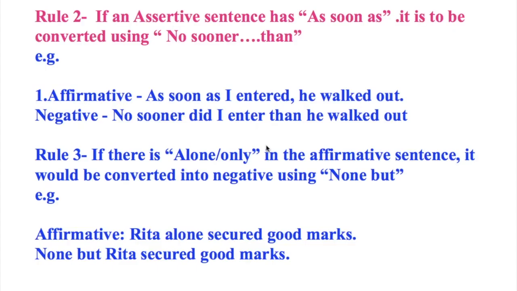Here we are going to see the next rule, that is rule number 2 for converting the sentences from affirmative to negative. So here what you have been told: if an assertive sentence has "as soon as", it is to be converted into negative using "no sooner ... than". How this rule is to be implemented, you will have to see with the help of the example.